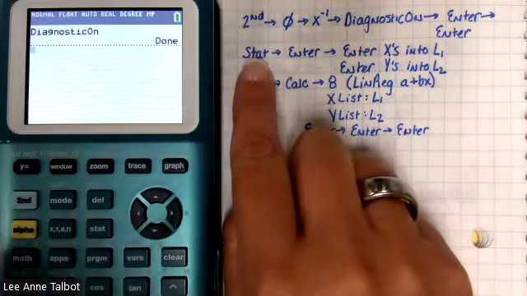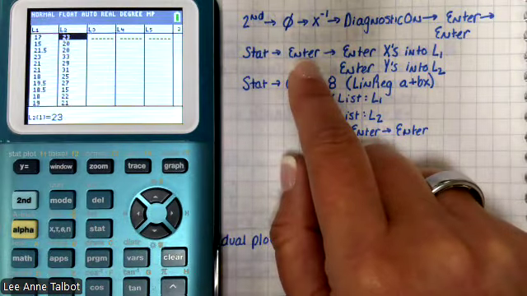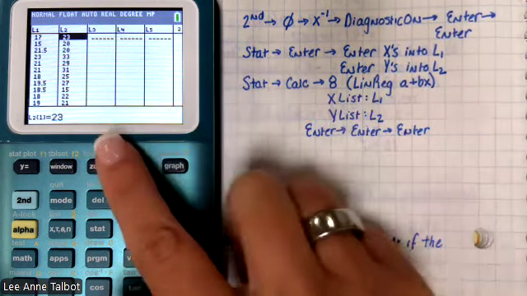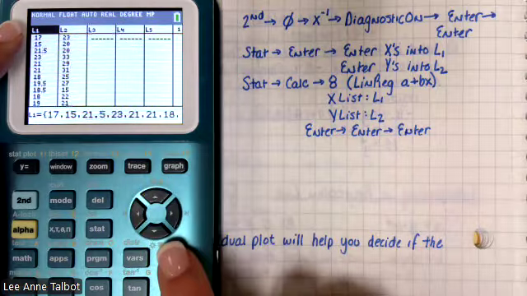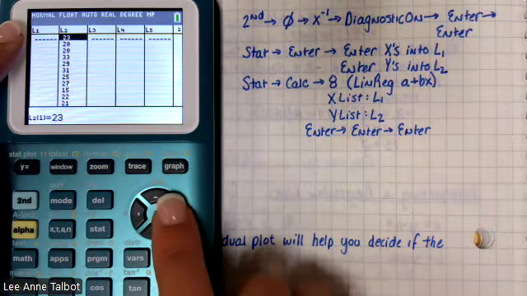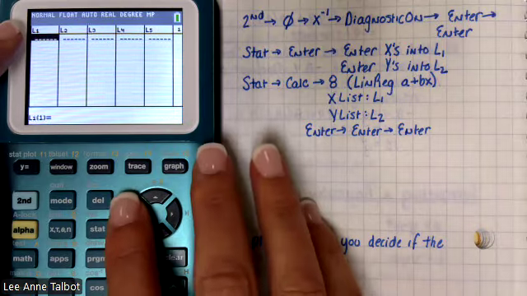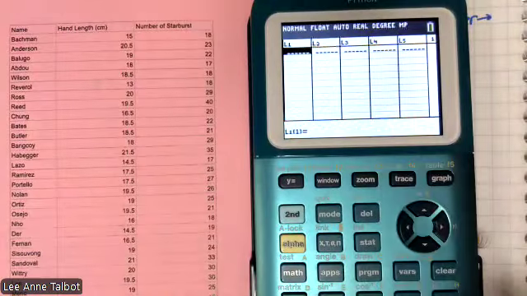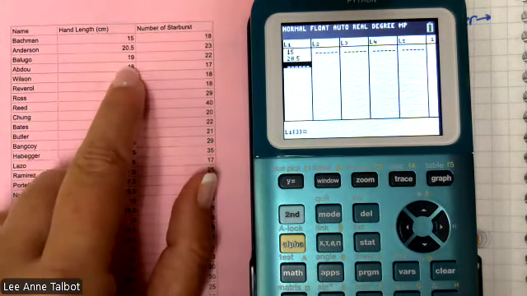Okay, now, stat, back to stat, that's your favorite. Enter. You're going to put all of the X's into L1 and all of the Y's into L2. Now, I've got stuff going on here, so I'm going to scroll up to the top, clear, enter. Scroll up to the top, clear, enter. Then you're going to enter the hand lengths into L1 and the starbursts into L2. And go slow and careful.